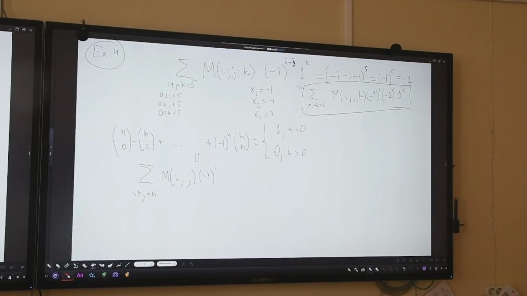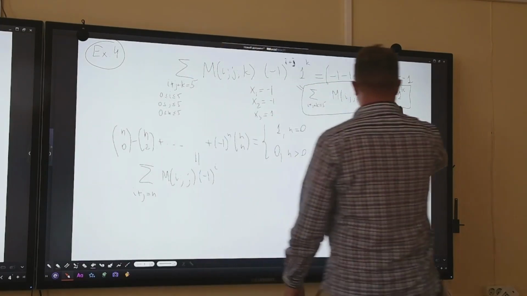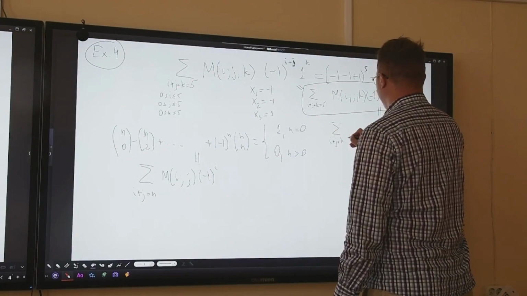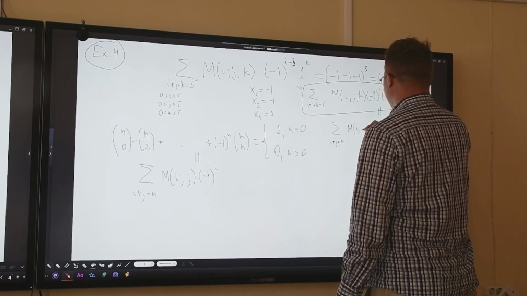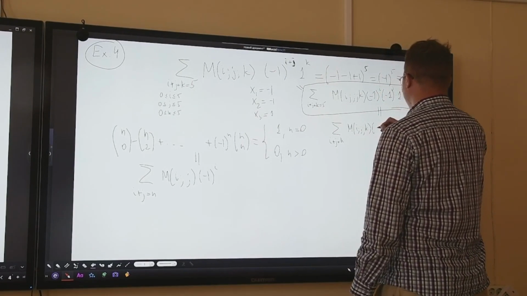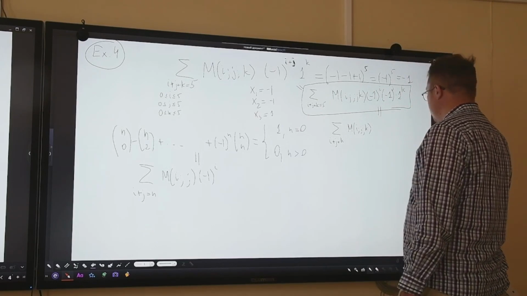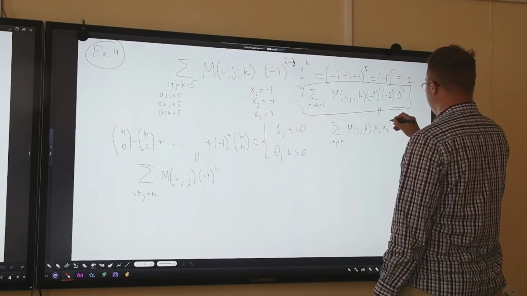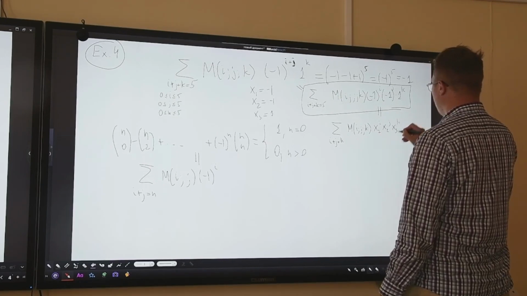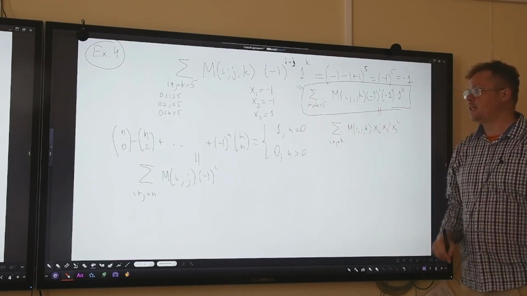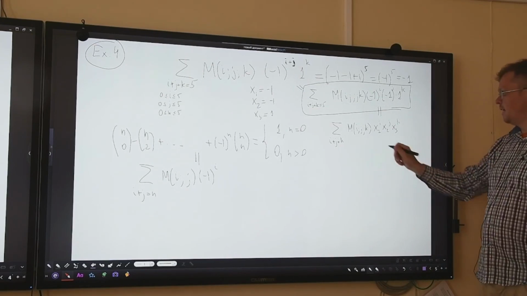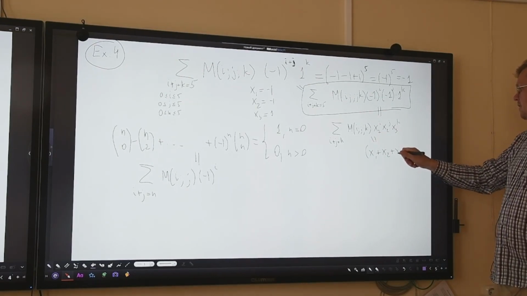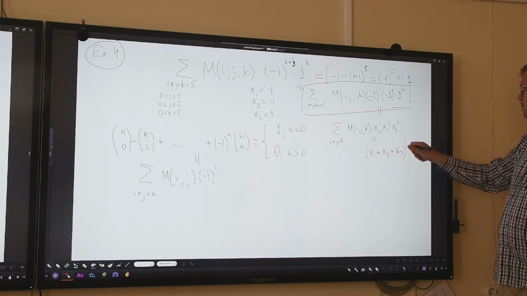If this is the same, I can write this as the sum over i plus j plus k of m_ijk times x1 to the i power, x2 to the j power, and x3 to the k power, where x1 is minus 1, x2 is minus 1, x3 is 1. And this is nothing but (x1 plus x2 plus x3) to the k's power.